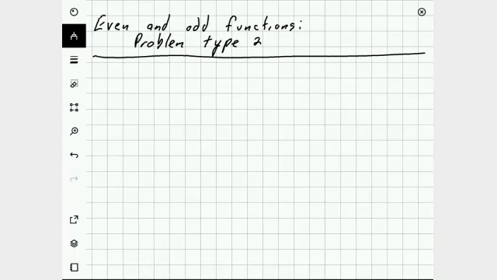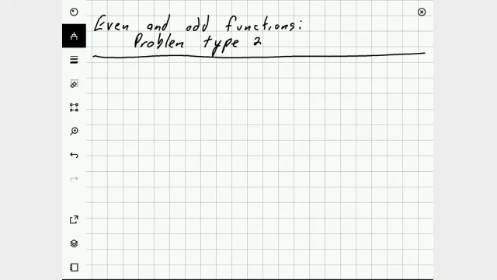Even and odd functions, problem type 2. While it's nice to be able to look at the graph of a function in order to determine whether it's even or odd, if we don't have the graph, we should still be able to do so. And an analytic approach is going to give us a more reliable result than trying to make a judgment call, especially if something is nearly even or nearly odd.